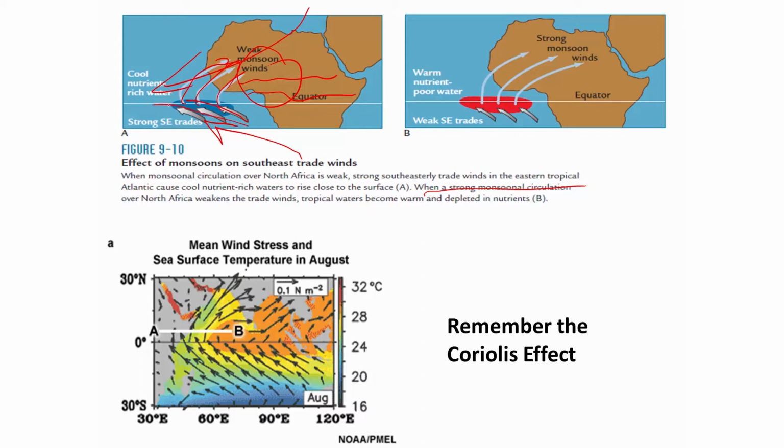So, if southeast trades are trying to push the water that way, Coriolis in the southern hemisphere moves things to the left of the direction of motion. So, water will be pushed away from the equator. On this side it will be slightly pushed towards the equator. So, south of the equator here you have what is called divergence.